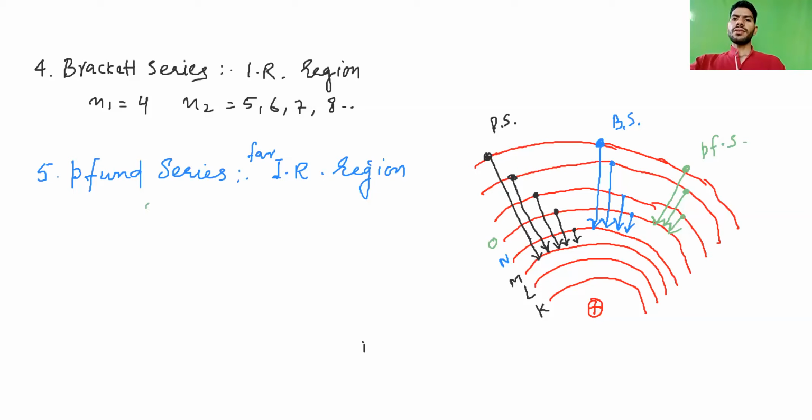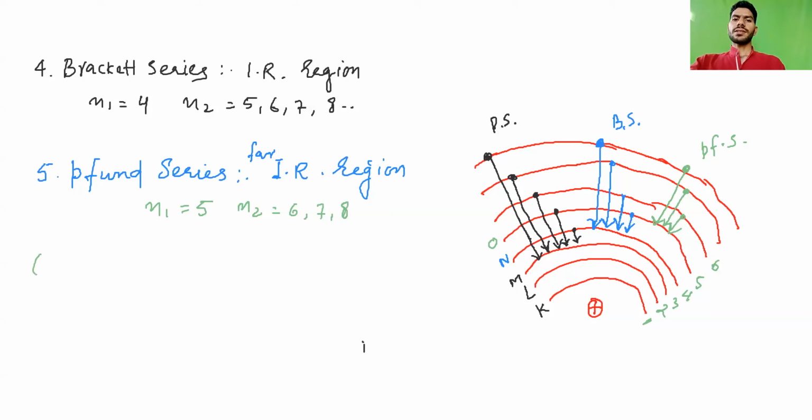So for this, what will be the N1 value? You remember that for K, N1 is 1, isn't it? For L, N1 is 2, and then it is 3, 4, 5, 6. So that means here N1 is 5, right? Yes, sir. And N2 will be 6, 7, 8, etc.